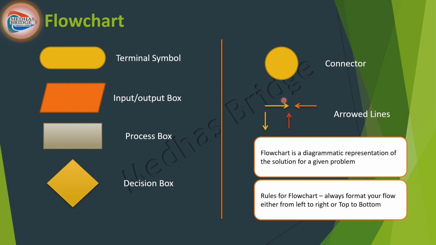Let's say arrow lines. These are used to show the sequence of flow from one box to another box. Let me reiterate. Flowchart is a diagrammatic representation of the solution for a given problem. The rules of the flowchart, when you're drawing a flowchart, you should always think of your flow either from left to right or top to bottom. Alright.